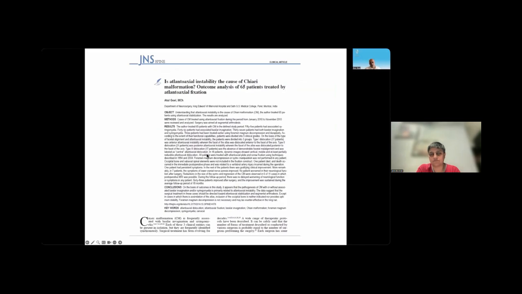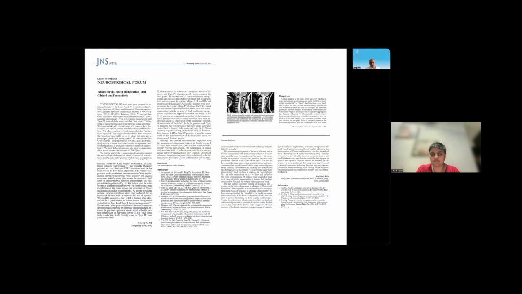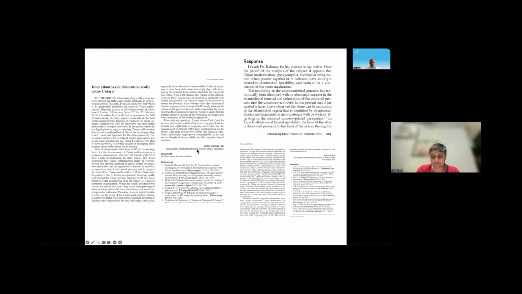About 15 years ago, we introduced this article that atlantoaxial instability is the nodal point of pathogenesis of Chiari malformation, and atlantoaxial fixation or stabilization is the treatment. Many of you who are in the business of Chiari have seen this article, and also you have seen the various letters to the editor from a number of authors to the Journal of Neurosurgery when this article was published. These articles and discussion form an important milestone in the understanding and treatment of Chiari malformation.